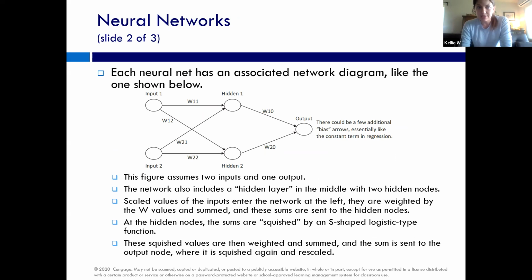But you have these inputs that go through a series of calculations and then come up with an output. In this case, we have 2 inputs and 1 output, but there's this hidden layer with hidden nodes. Scaled values of the inputs enter the network on the left side. They're weighted by these W values and summed. The sums are sent to the hidden nodes, where they're then squished by some logistic type function. And then those are weighted and summed, and the sum is sent to the output node where it's once again transformed and then rescaled.